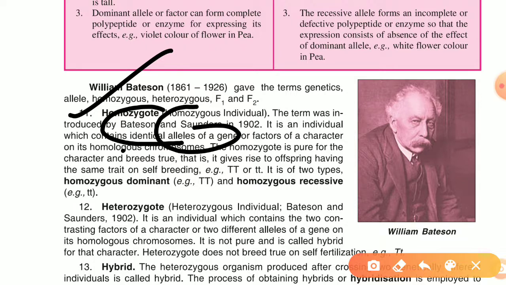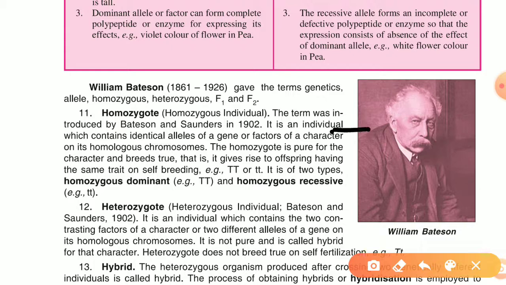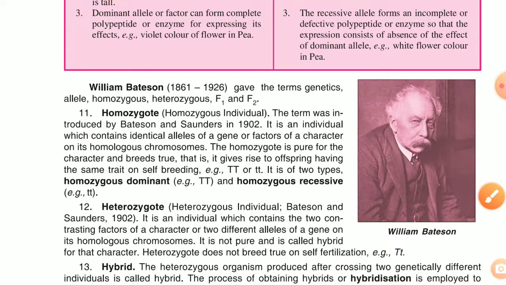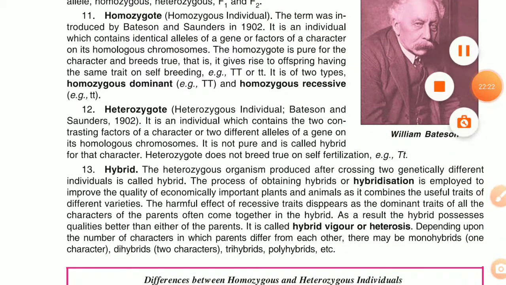Okay. Now what it is actually, now the definition they have given, it is an individual which contains identical alleles of a gene. That is called a homozygous organism. And if we talk about a heterozygous organism, then it is an individual which contains two contrasting factors, two different alleles of a particular gene. Then that is called a heterozygous organism. Clear? Okay, sufficient for today.